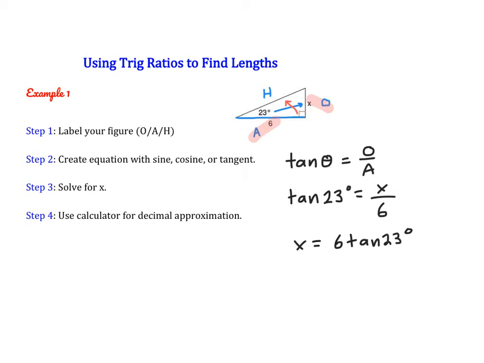At this point, you can use your calculator and plug in 6 times the tangent of 23 degrees to get a decimal approximation. When I plug this into my calculator and round to the nearest tenth, I get 2.5. So the key here, once again, is understanding which parts of the triangle you're given so you can decide whether we should use sine, cosine, or tangent. From there, you're just substituting your angle and any side lengths you have and then solving for x. And then it's just plugging it into your calculator.